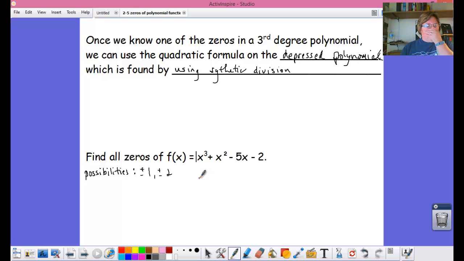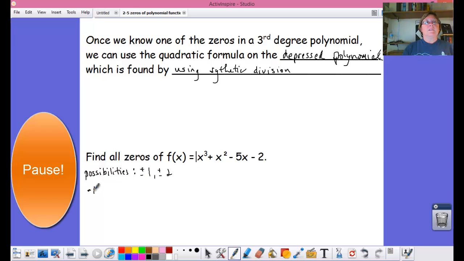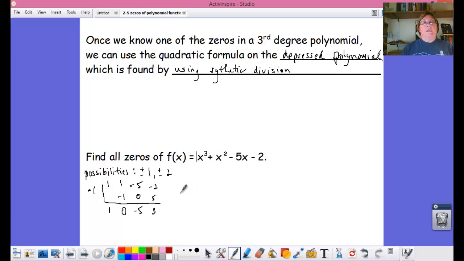Next we gotta just pick a root and try it. This is a trial and error process. I'm gonna pick negative 1 to start with. I'm going to see if that goes into this polynomial. 1, 1, negative 5, and negative 2. And why don't you pause the tape, do that synthetic division, let's see if we found a root. Negative 1 did not work.